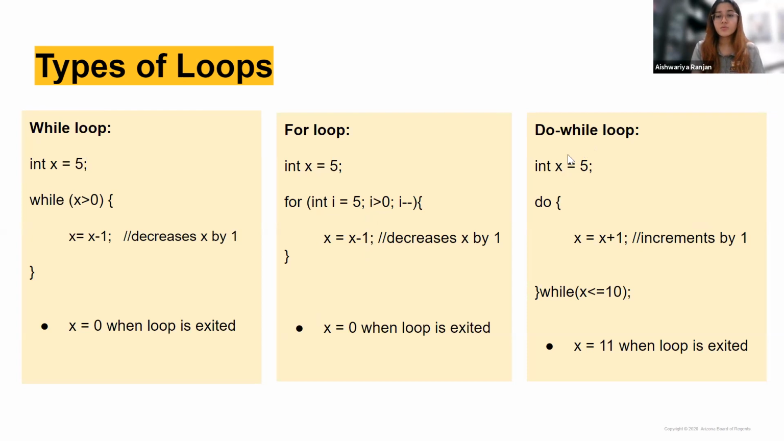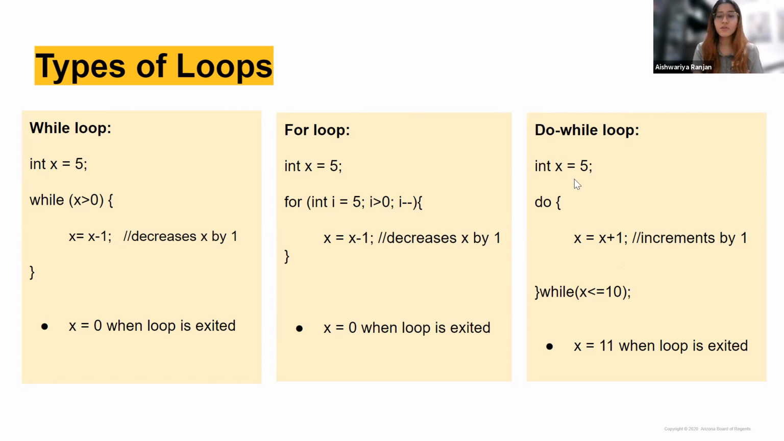Now for the do while loop, the do while loop is different because, unlike these two other loops where we first check the condition and then dive into the loop, over here we execute the loop at least once and then check the condition. That's a major difference between the while and the do while loop.